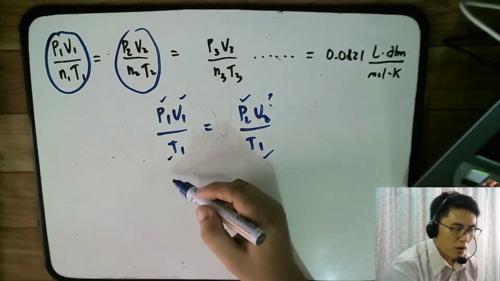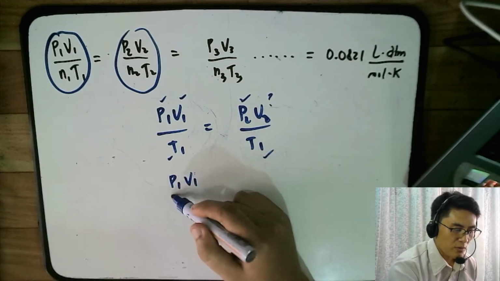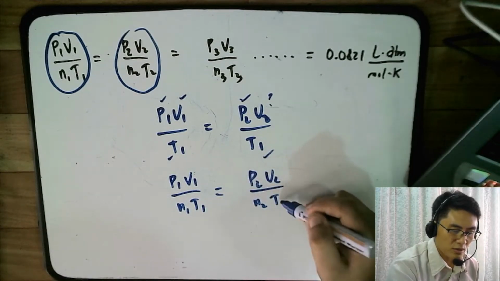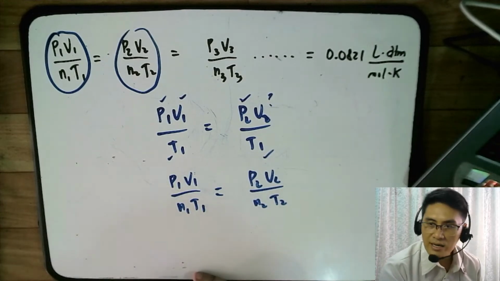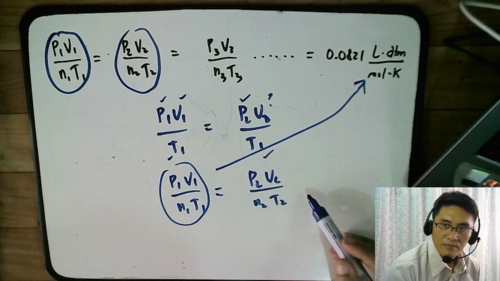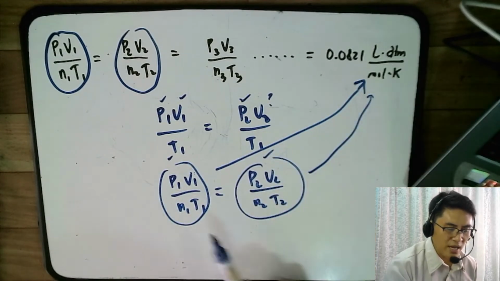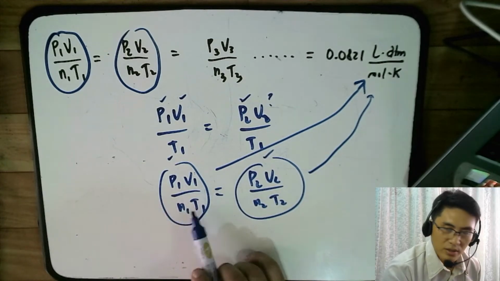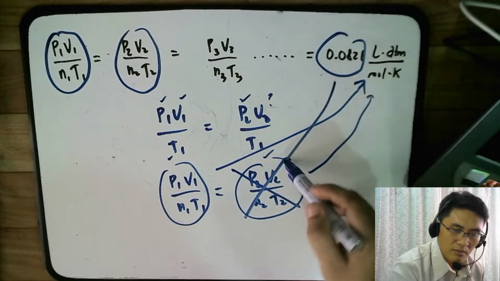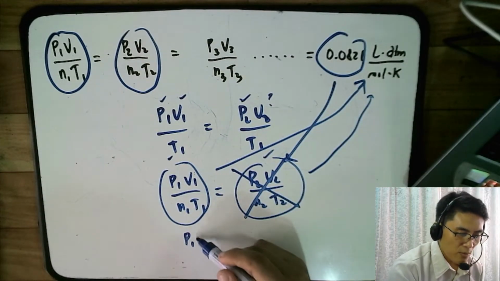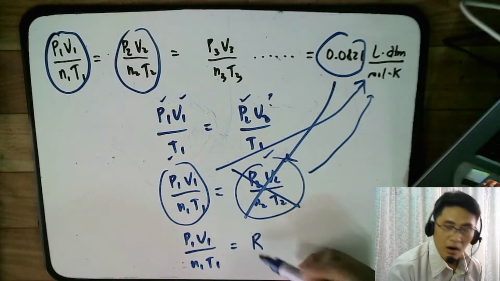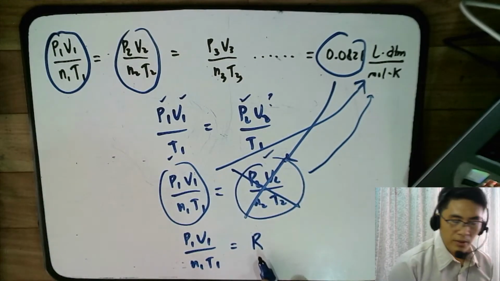But for the ideal gas law, P1 V1 over N1 T1 equals P2 V2 over N2 T2, that's not necessary. Why? Because, as we said, this equals that number, and this also equals that number. So instead of P1 V1 over N1 T1 being equal to another state, we simply replace it with that number, which we call R, the gas constant.